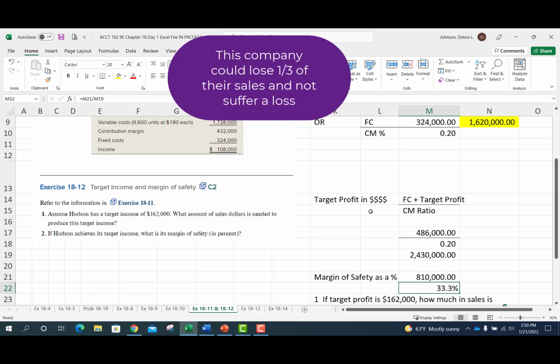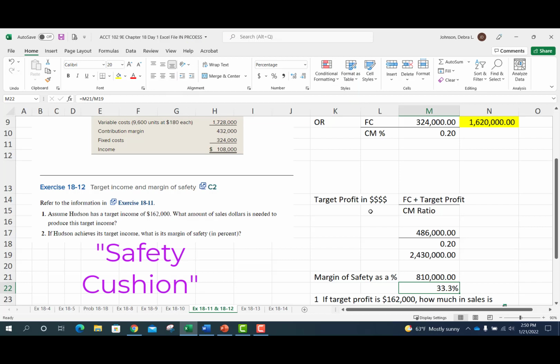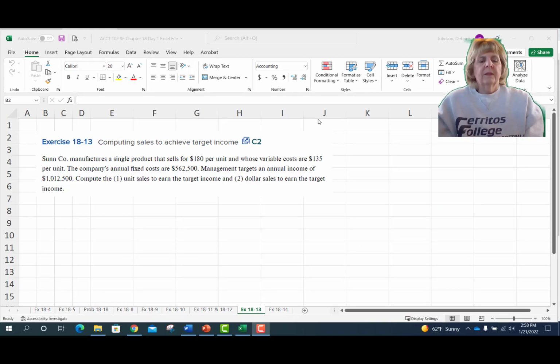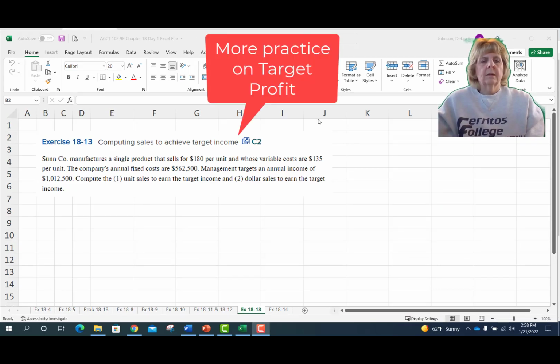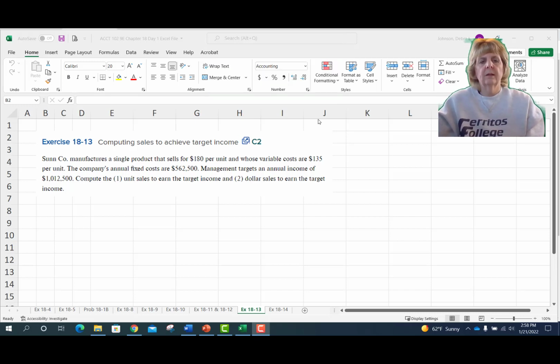It's a safety cushion, so when you think of the margin of safety, think of the word cushion, and I think that will help you remember how to compute it. This next exercise is just more of the same, meant to give you extra practice. Pause the video and see if you can calculate the target income in units and dollars.